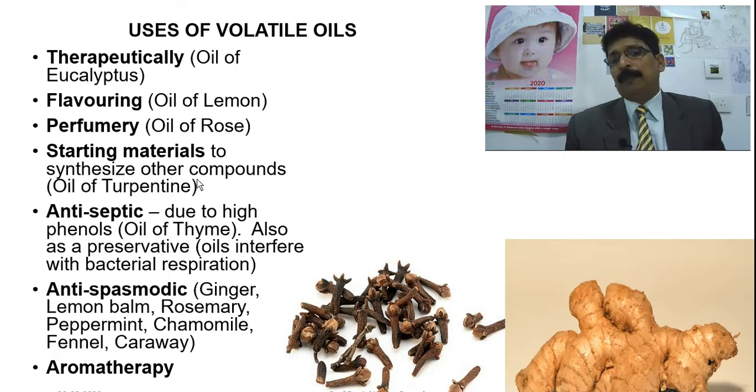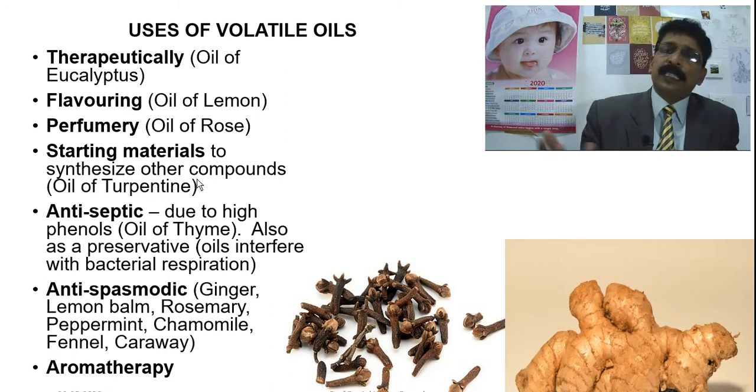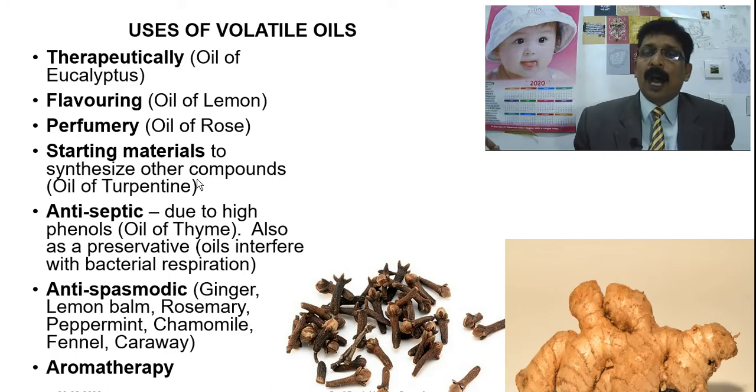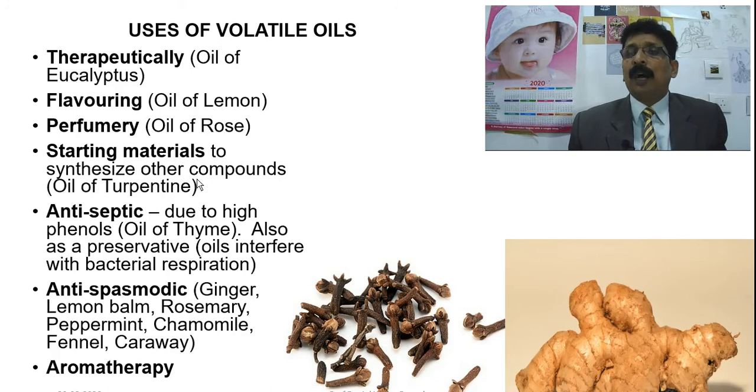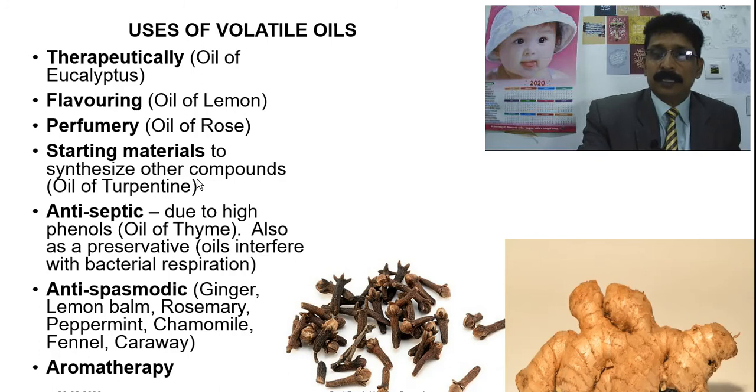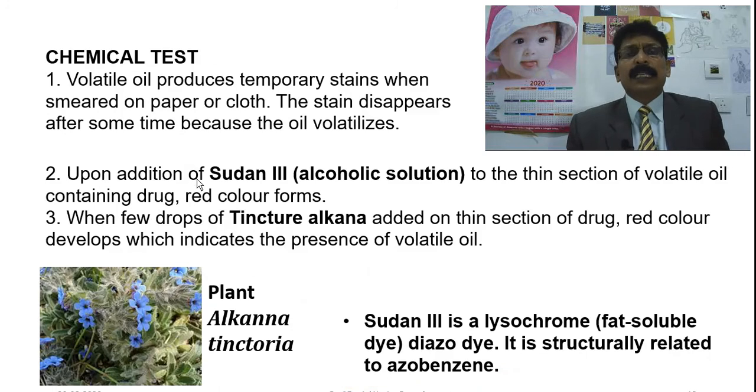And aromatherapy, in aromatherapy you can see many types of massages, spa, they are all using aroma volatile oils which can relieve spasms, muscle pains, and also give relief from rheumatic pains. And now we are coming to the chemical tests which can be done for the volatile oils.